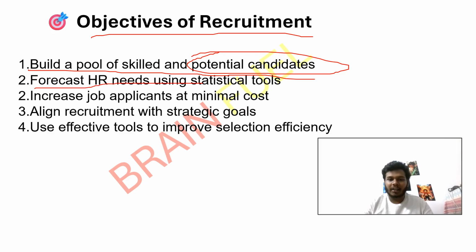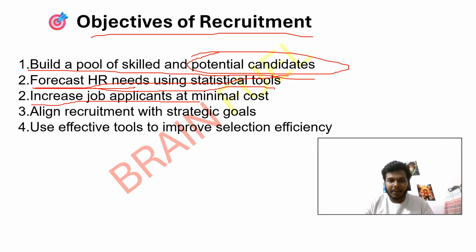Forecasting HR needs using statistical tools. So there are some internal tools to calculate the needs of employees in huge quantities at a particular time of the year. Those are the statistical tools to forecast the HR needs. So if an HR needs 200 employees in a particular period of time, they will forecast using statistical tools.